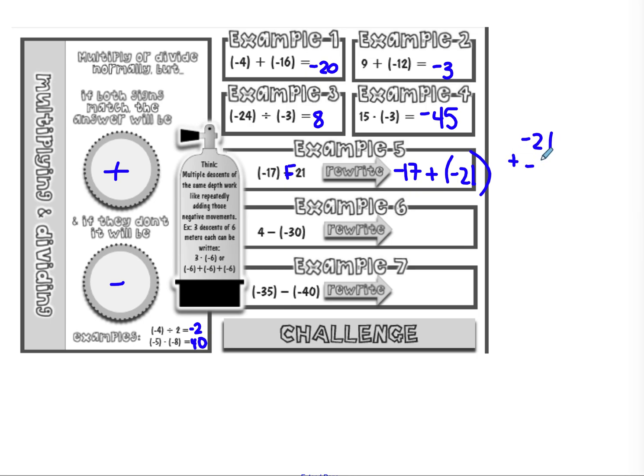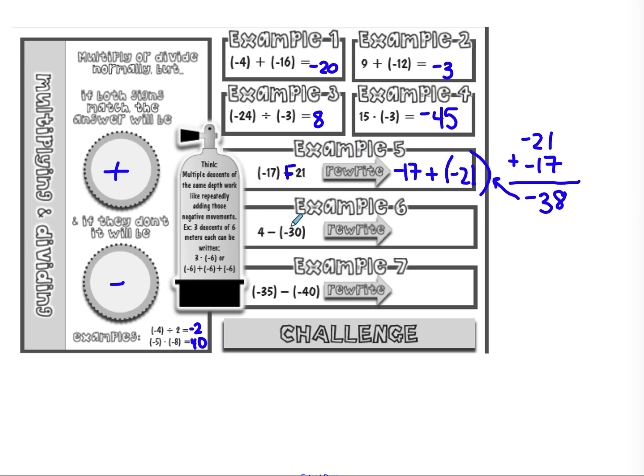just to keep myself organized. I've got same signs, 2 negatives now. I'm going to find the sum. 1 plus 7 is 8. 2 plus 1 is 3. Adding 2 negatives, my answer is going to be negative. So -38, that's my answer for this problem right here.